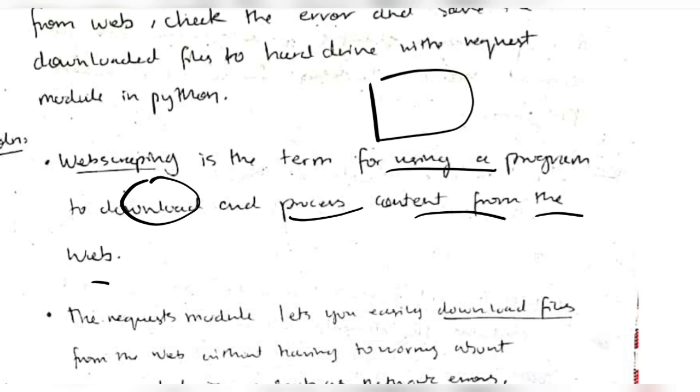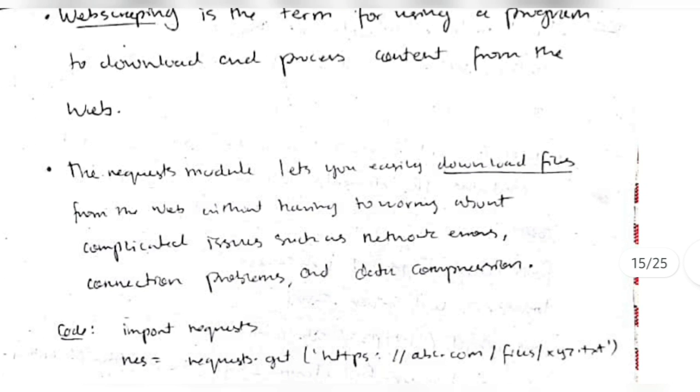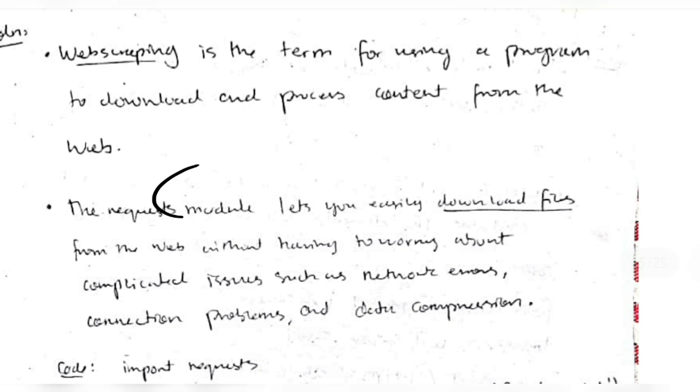Okay, so the web is here, and we'll be using code to access the relevant information from the web, that is known as web scraping. Okay, and there's a module, the requests module, which lets you do these things, and you can easily download files from the web without having to worry about the network problems and all. Okay, so how do we do that?